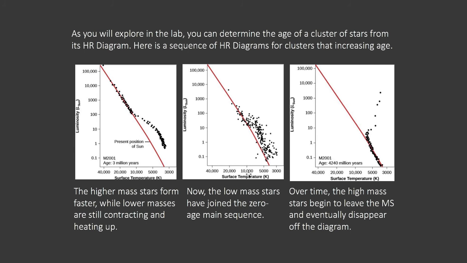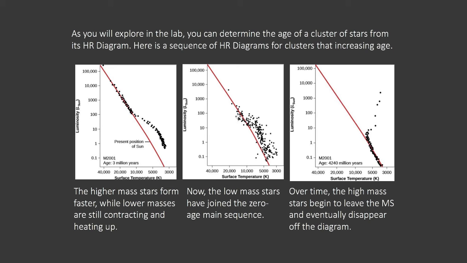Now let's look at the second diagram. Once the low mass stars join the zero-age main sequence, the diagram starts to take a different shape. So these stars start to drift down here and find a place on the zero-age main sequence. This part of the diagram becomes populated. But then over even more time, we get to the third diagram. The higher mass stars, which formed faster, started burning brighter, joined the zero-age main sequence first. They have left the main sequence. They've left the diagram. And so there won't be stars populating this region anymore.